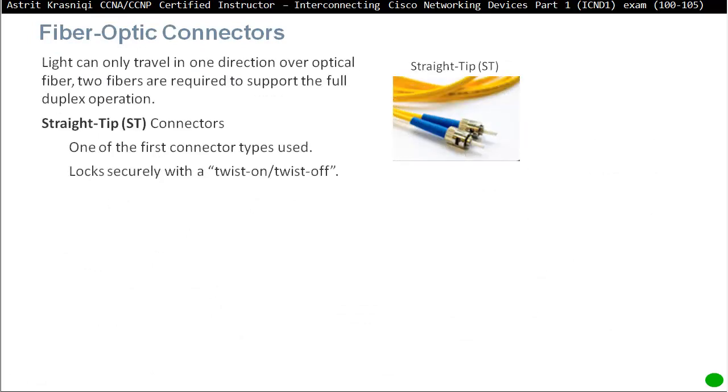Fiber optic connectors. Light can only travel in one direction over optical fiber. Two fibers are required to support full duplex operation. Well, there's new technology coming up where you can have one strand of fiber that can send both ways.